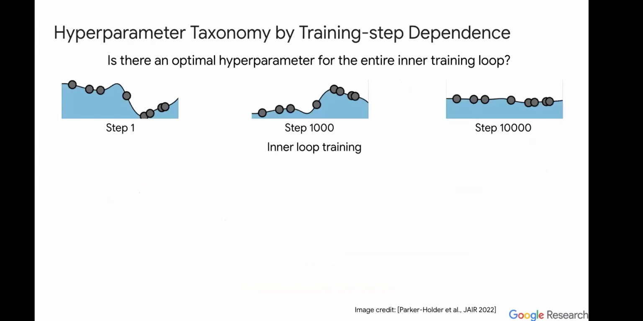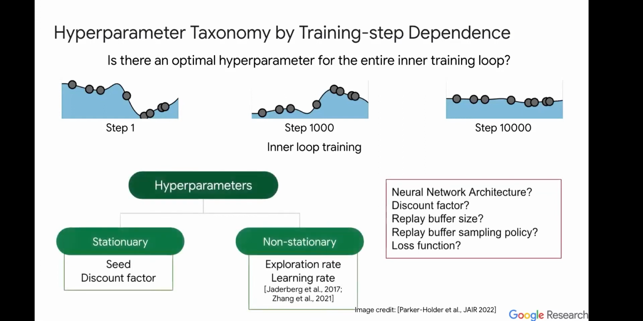Here is an example, just as illustrative: this is what the function we're optimizing looks like in step 1, step 1,000, step 10,000. So which parameter is better here? For the most part, we're treating hyperparameters as being stationary. How good that assumption is, we don't know quite yet.